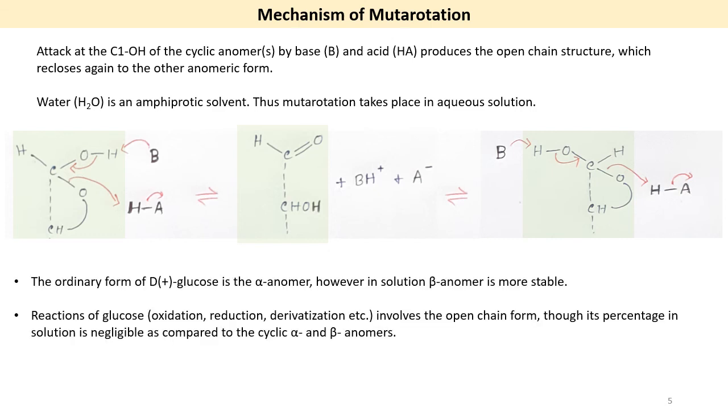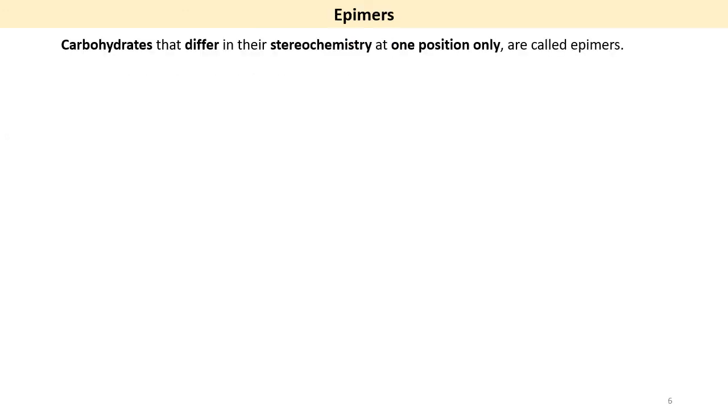So the ordinary form of D-glucose is the alpha anomer. However, in solution the beta anomer is more stable, which is why you get a higher percentage of beta anomer in the solution. This is one important thing; we will be discussing reactions of glucose in the next class, the common reactions: oxidation, reduction, derivatization, etc. These involve the open chain form, although its percentage in the solution is negligible as compared to the cyclic alpha and beta anomers. But you should keep in mind that the open chain form is usually the form that takes part in the reaction.